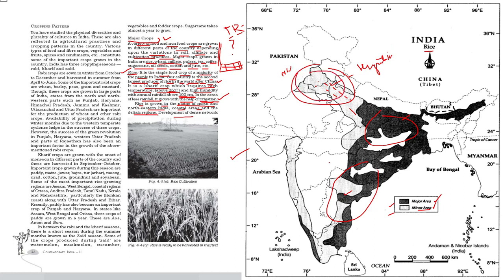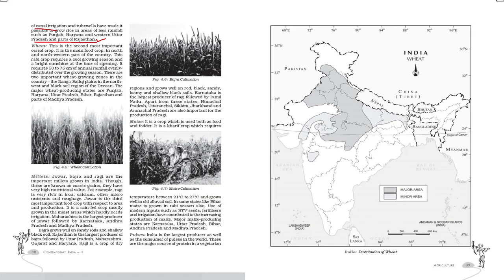Then the second crop which we have here is wheat. This is the second most important cereal crop. It is the main food crop in the north and northwestern part of our country. This rabi crop requires a cool growing season and bright sunshine at the time of ripening. These are some peculiar features required by certain crops, the wheat crop in this case. The characteristics you can again note down.